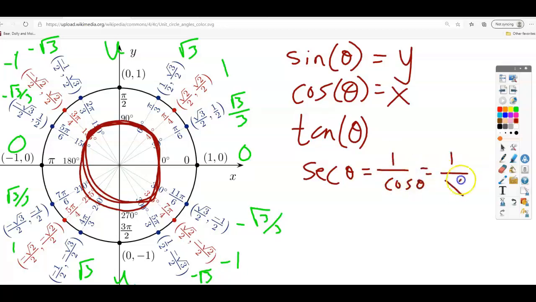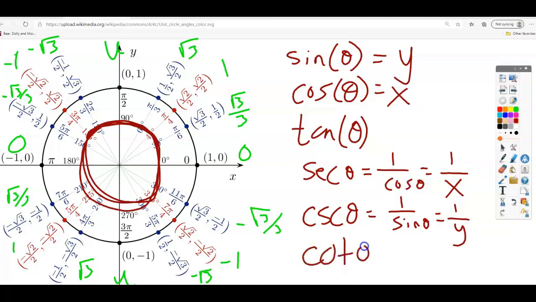You can also think of that as 1 over x then, right? Cosecant is the reciprocal of sine, which you can think of as 1 over y. In other words, just take the answers for x and y and flip them over. And then finally, cotangent is the reciprocal of tangent.